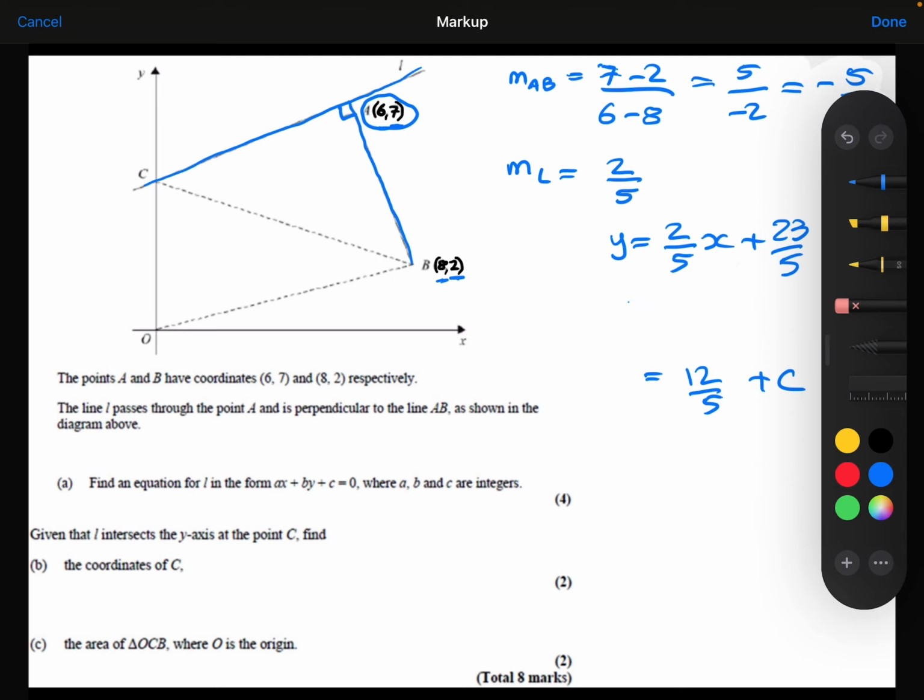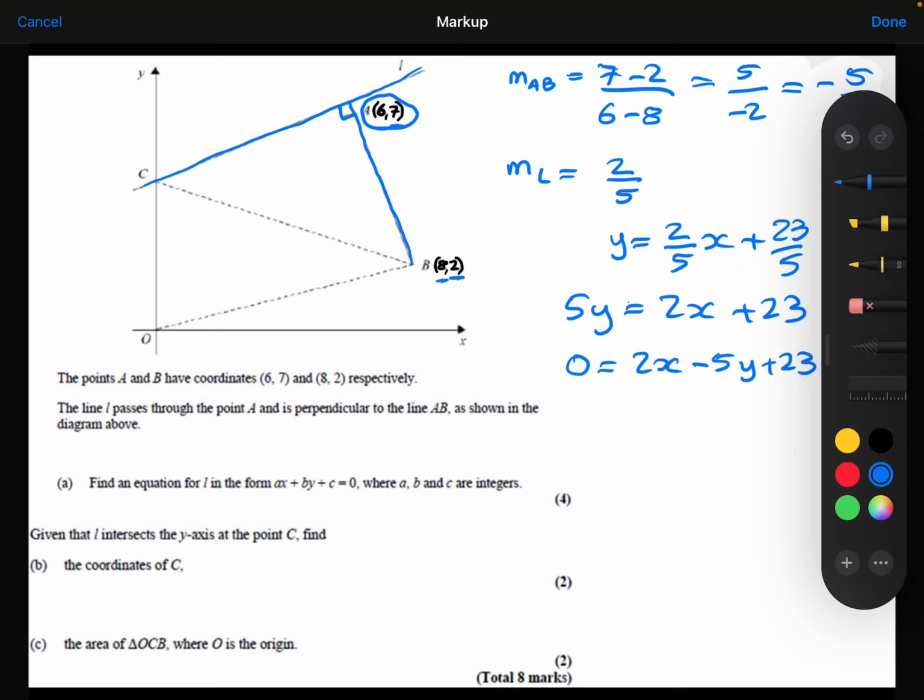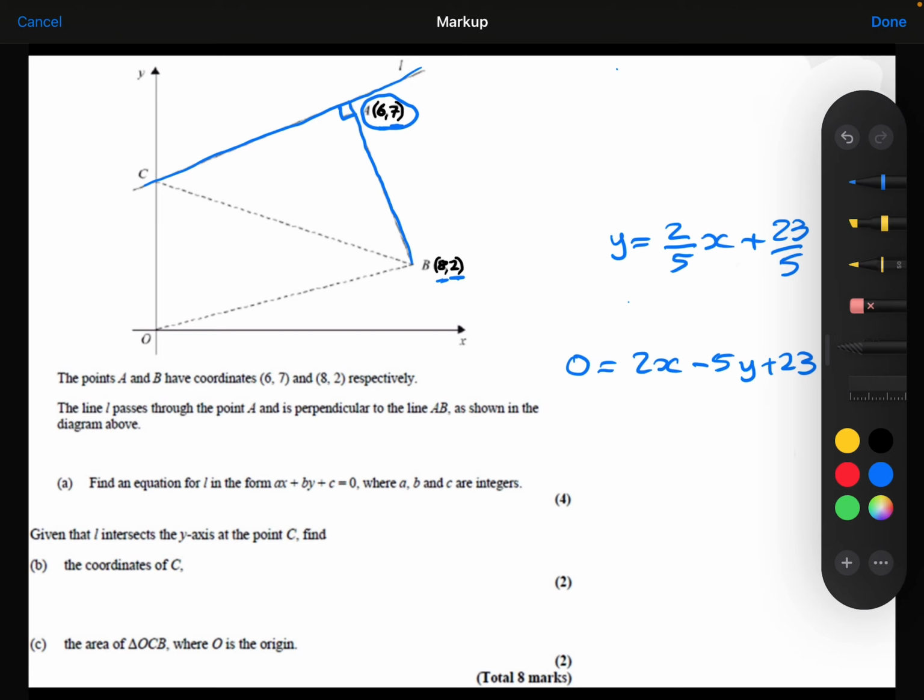I can then rearrange that by multiplying by 5 and taking 5y away from both sides to get the answer in the form that was required. And there we go. That is the answer to part A. That's how they wanted me to leave my answer, so we'll leave it like that. And let's create a little bit of space before we move on to the next part of the question.